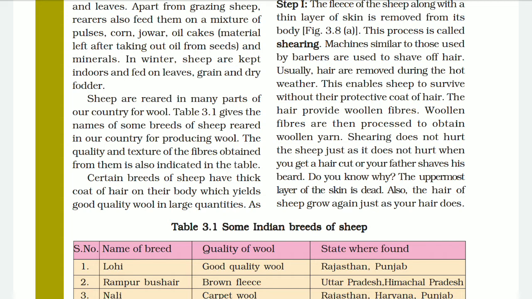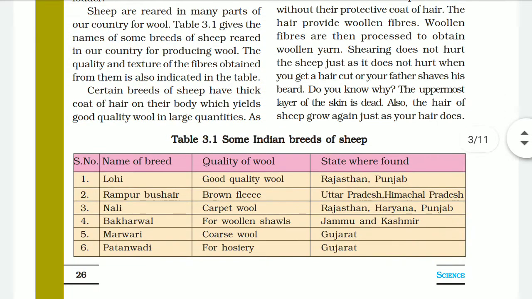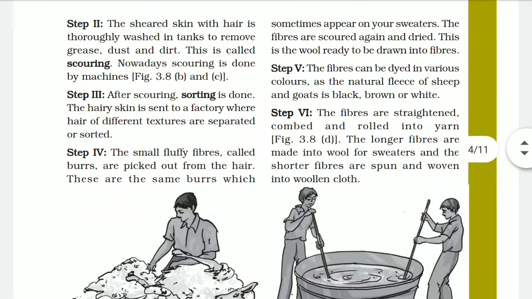Woolen fibers are then processed to obtain woolen yarn. Shearing does not hurt the sheep, just as it does not hurt us when we cut our hair or your father shaves his beard. The uppermost layer of the skin is dead. That's the reason it does not hurt anyone.